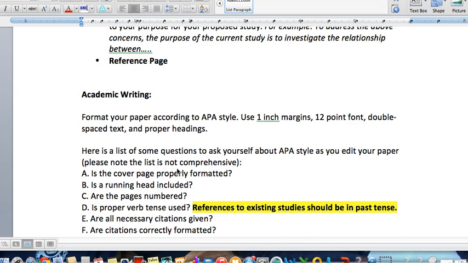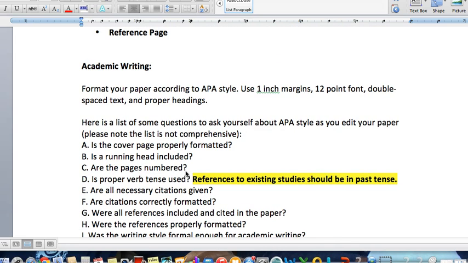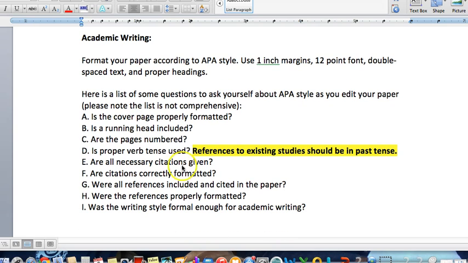Now, please follow APA. I'm pretty much a stickler on APA standards, especially for your citations and especially for your reference pages. Here are some important styles in APA. Cover page, properly formatted, running head, are the pages numbered, are you using proper verb tense? And when you are writing a literature review, you must use past tense because the studies have already happened.